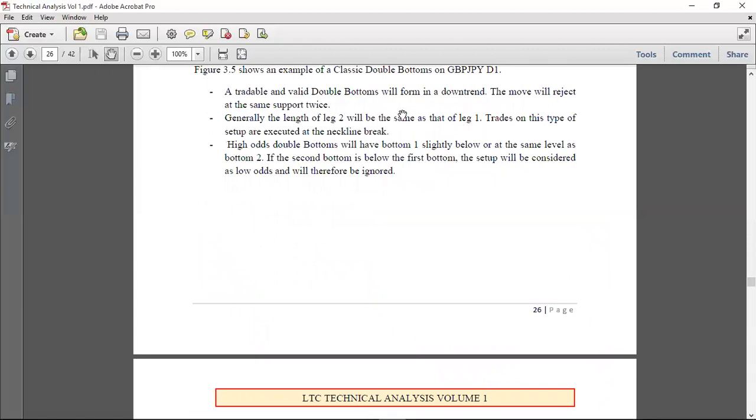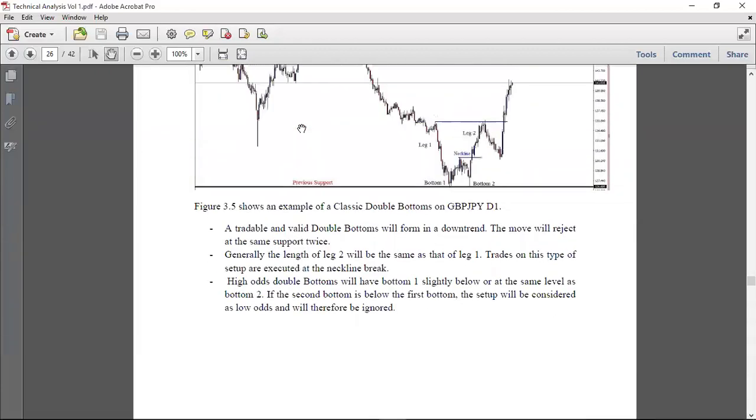A tradable and valid double bottom will form in a downtrend. The move will reject at the same price twice, as it did here, in a downtrend. Generally, the length of leg 2 will be the same as that of leg 1 if they are rejecting on the same price. This leg will be the same number of pips as this one. But if they are not rejecting on the same price, if this one rejected slightly above this, then this will have fewer pips, just a small fraction, compared to that one.